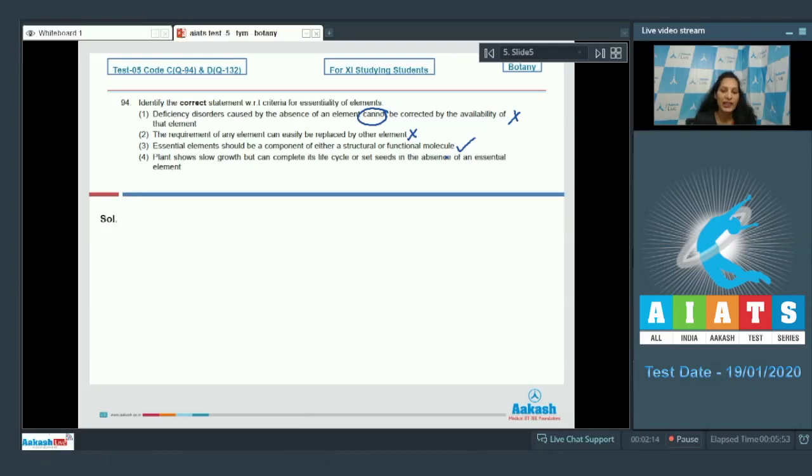Fourth one, plants show slow growth but can complete its life cycle or set seeds in the absence of an essential element. Then it is not essential. If it is essential, plant should not complete its life cycle without this element. So this is incorrect. So the correct option for the given question is option number 3. Let's move to the next question.